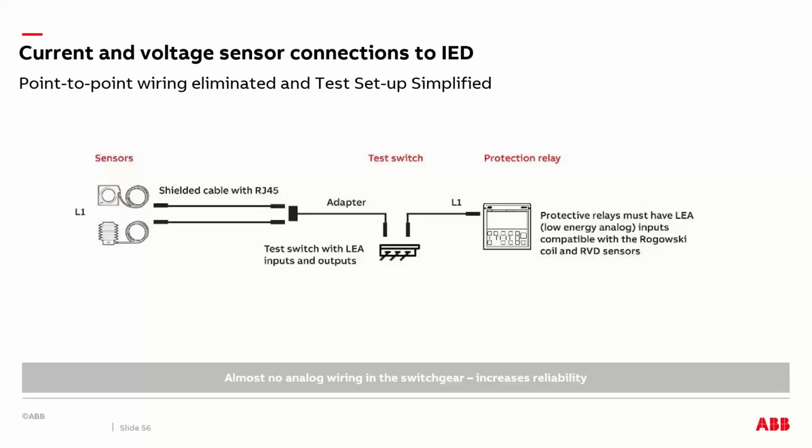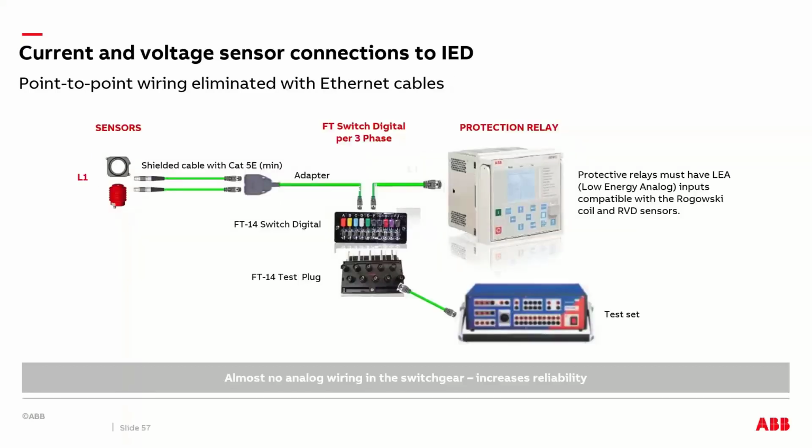Let's go on to the current and voltage sensor connections to the IED. As you can see, this is how we reduce cabling from a conventional switchgear to a digital switchgear. You have your sensors, and then they have a Cat6 or Cat5e cable, which is industrial grade, which goes to the industrial grade adapter, and then that goes to your digital test plug if you need it to go to a testing device. Or it can go directly to your protection relay, which should be equipped with low energy analog inputs. And we're saving so much on copper, right? As you can see over here, this is a colored picture of the same thing.